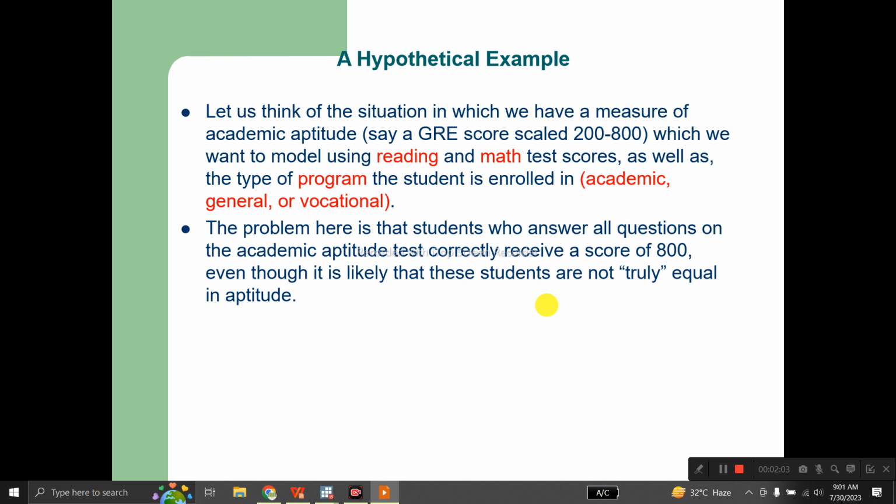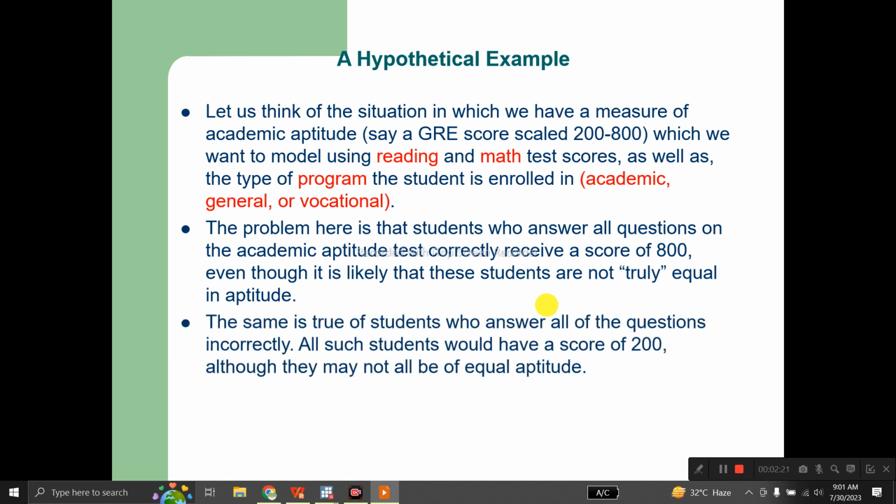The problem here is that students who answer all questions on the academic aptitude test correctly receive a score of 800, even though it is likely that these students are not truly equal in aptitude. Similarly, students who answer all of the questions incorrectly would all have a score of 200, although they may not all be of equal aptitude.